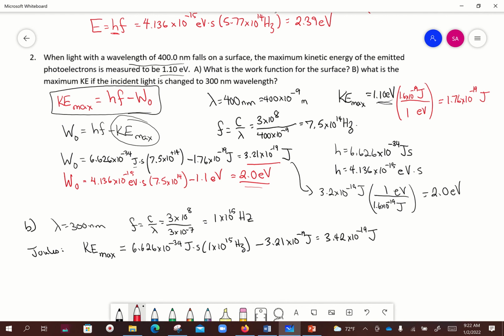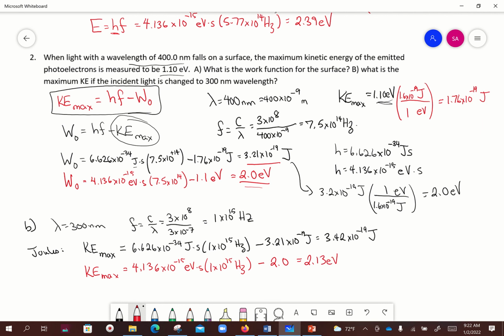Or I could have done it all in eV. So let me go to red just to signal what I'm doing here. All right, so now I'm going to use my Planck's constant in eV, times the frequency, minus my work function in eV, which was 2.0, and I get 2.13 eV.